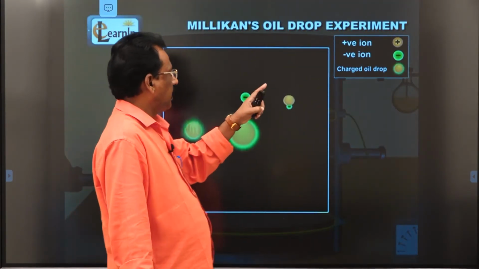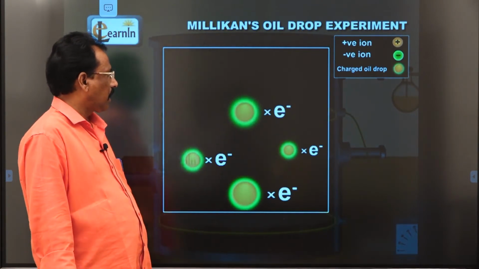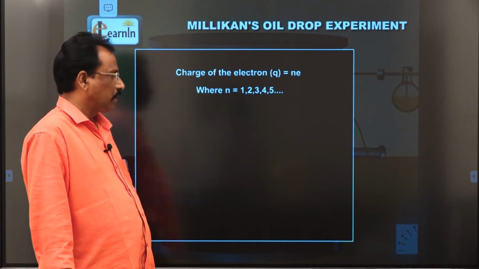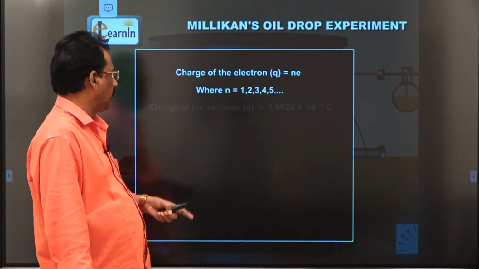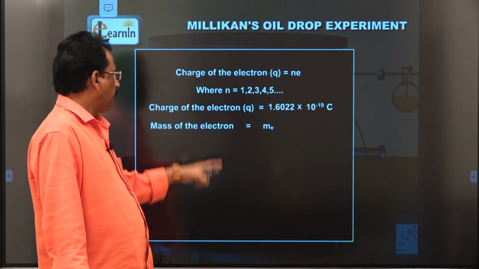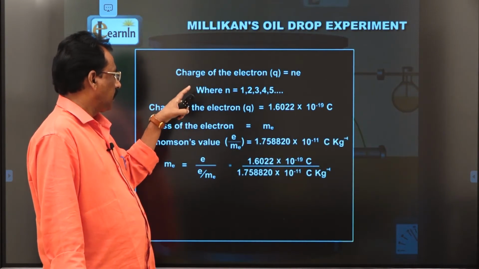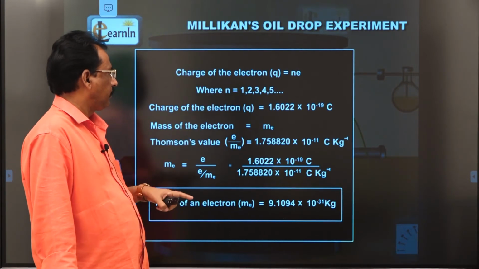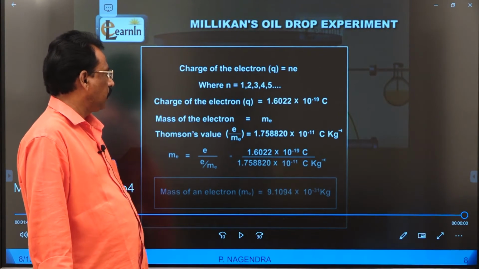So, according to Millikan, the charge of the electron in coulombs is minus 1.602 into 10 power minus 19 coulombs. According to Millikan, the magnitude of the charge of the charged oil droplets is equal to an integral multiple of the electrical charge. That means Q is equal to n into e.